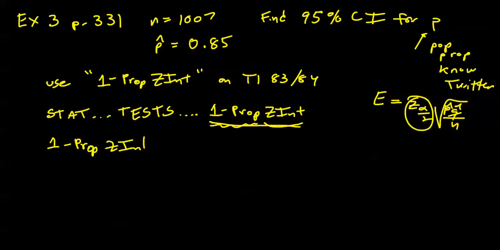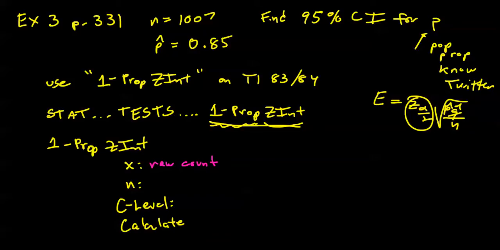One prop z int, or z interval. It prompts you for an x value, an n value, a confidence level value, and there's a calculate command at the very bottom of that input screen. Now x is the raw count in your sample that has the desired characteristic of interest.